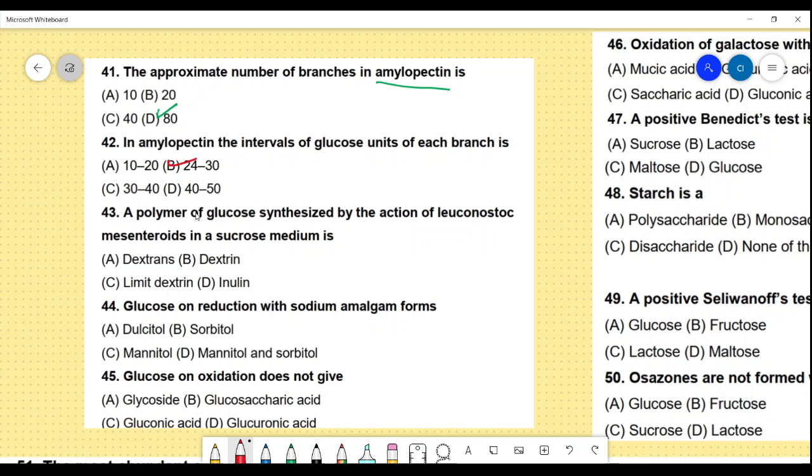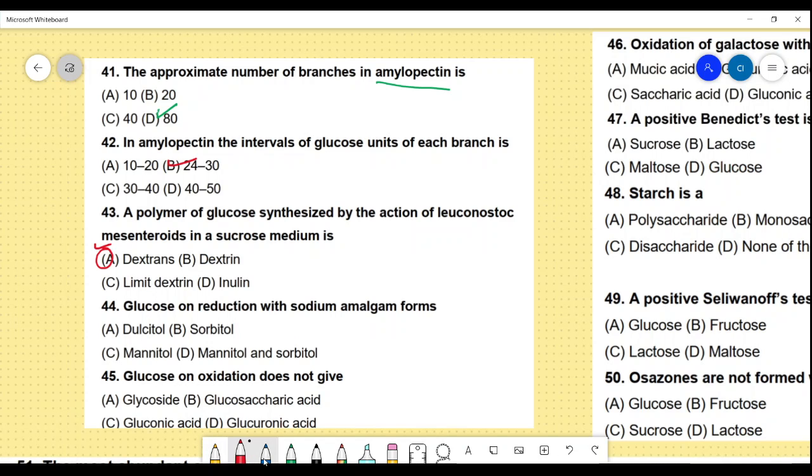You'll skip this also because it's not in your syllabus. So look at 43. A polymer of glucose synthesized by the action of Leuconostoc mesenteroides in the sucrose medium is a more technical term. I will skip this also, but let us see the answer. What is the answer for 43? It is dextrans. A is the right answer there. Okay, so we will skip this also.